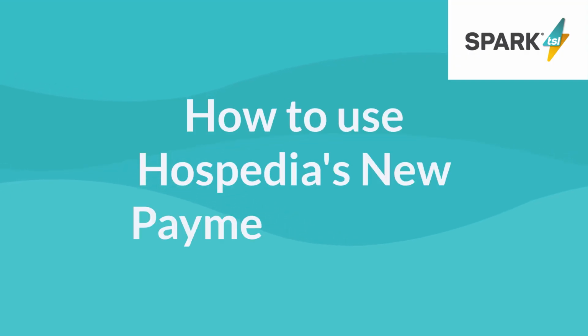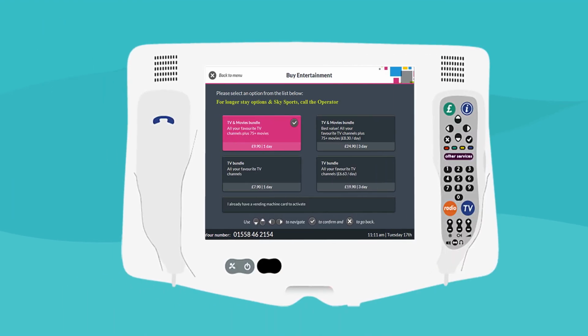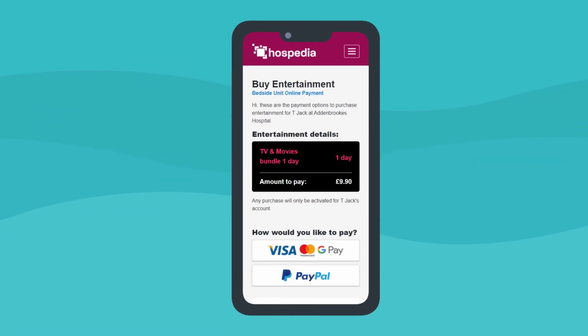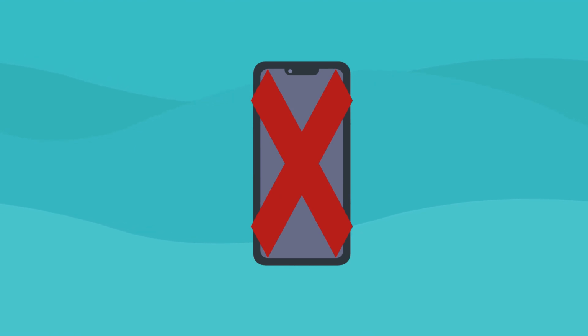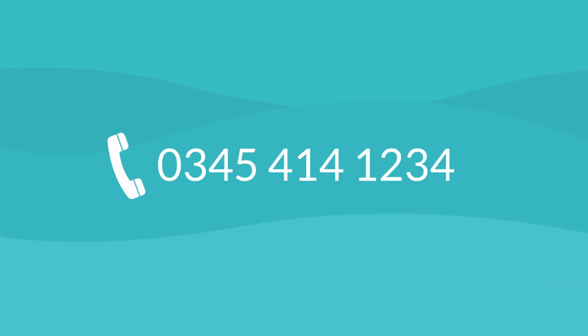How to use Hospedia's new payment system. For this new method, you'll need to select a package on the bedside unit and complete the payment on a smart device. If you don't have a smart device and don't know the phone number or email address of someone who does, please pick up the phone on the bedside unit and press the green operator button where our team can help. Or call the number on the screen.